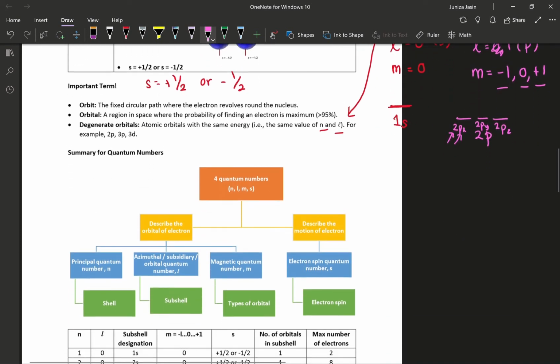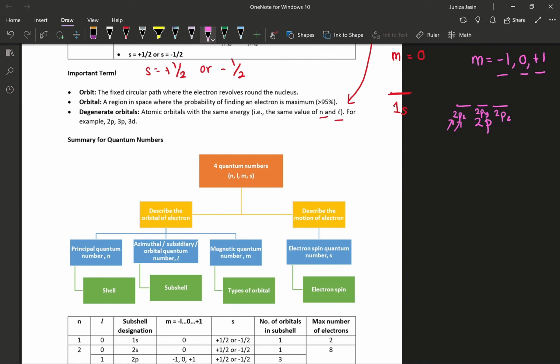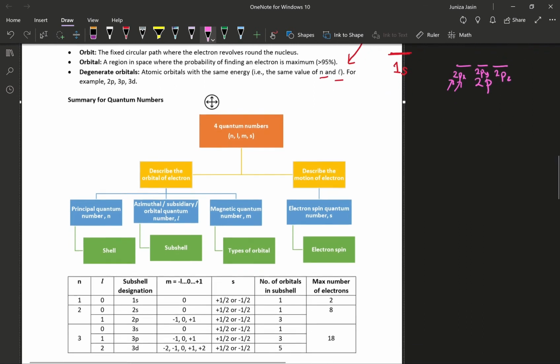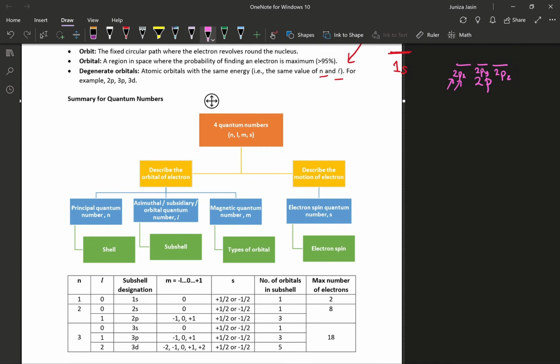Okay. So summary for quantum numbers. There are 4 quantum numbers. And then they describe the orbital of the electron.